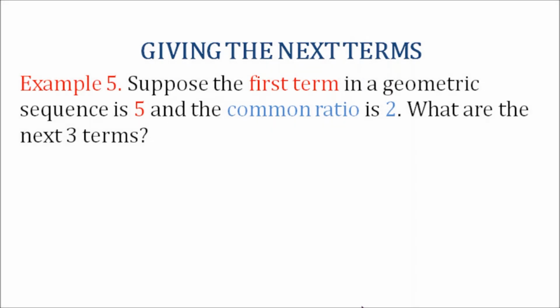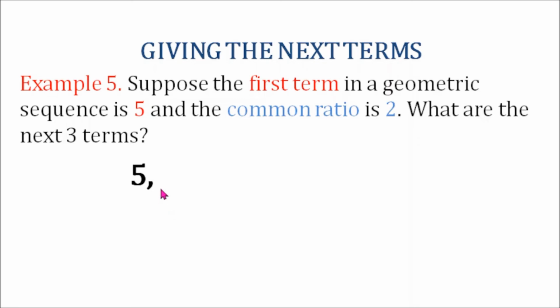Another thing that we need to know about this lesson is giving the next terms. Example number 5. Suppose the first term in a geometric sequence is 5 and the common ratio is 2. What are the next 3 terms?